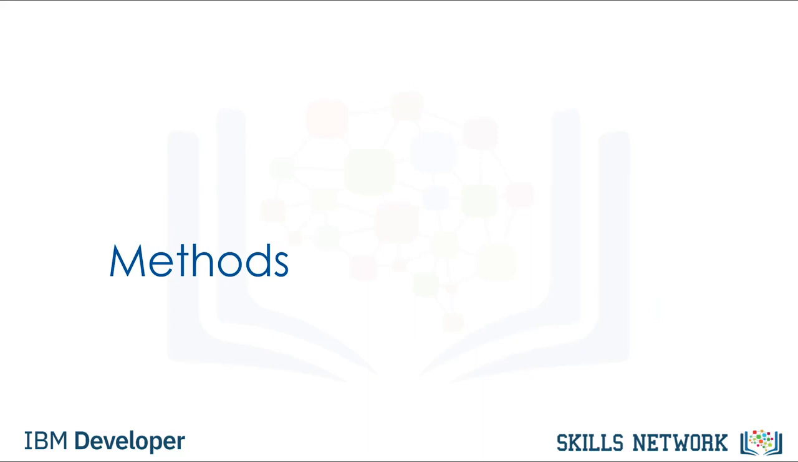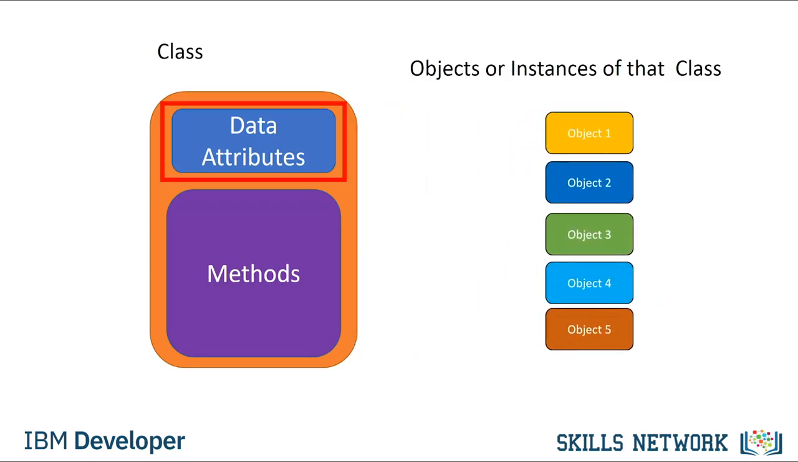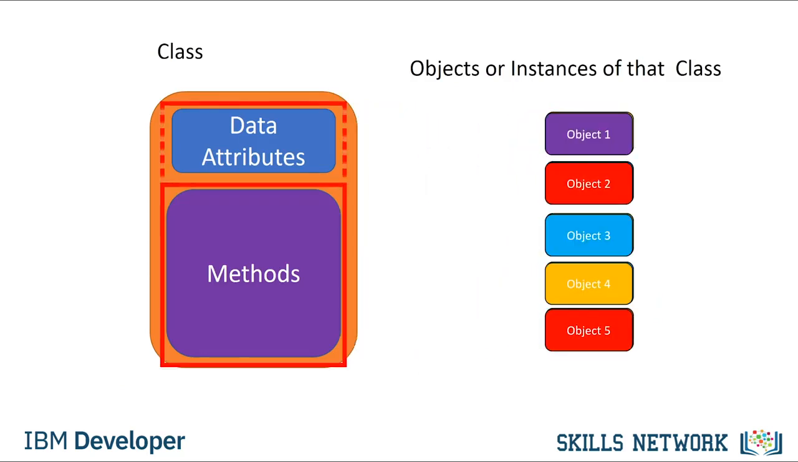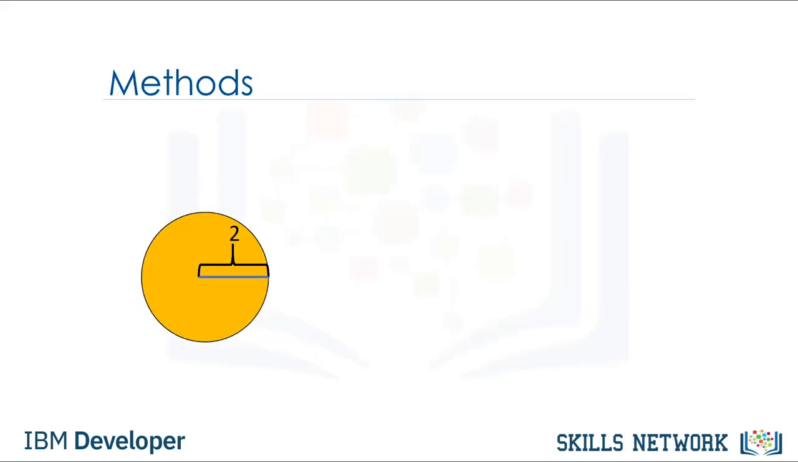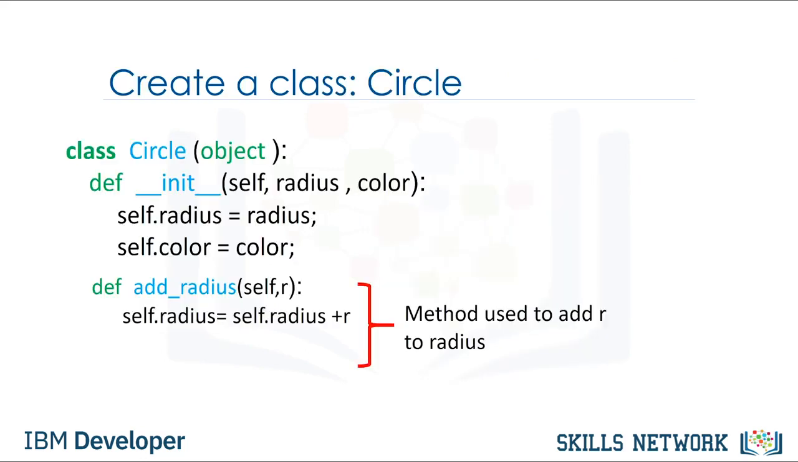Let's discuss methods. We have seen how data attributes consist of the data defining the objects. Methods are functions that interact and change the data attributes, changing or using the data attributes of the object. Let's say we would like to change the size of a circle. This involves changing the radius attribute. We add a method addRadius to the class circle. The method is a function that requires the self as well as other parameters. In this case, we are going to add a value to the radius. We denote that value as r. We are going to add r to the data attribute radius.